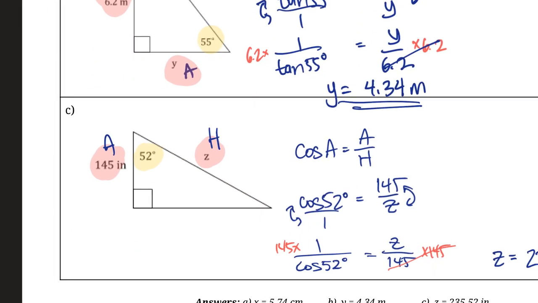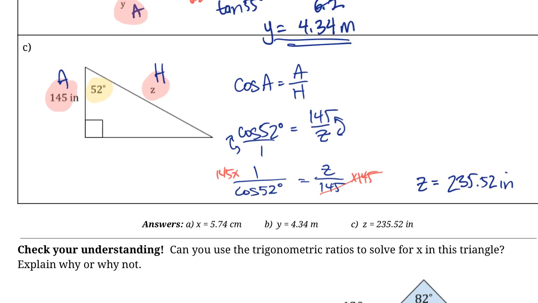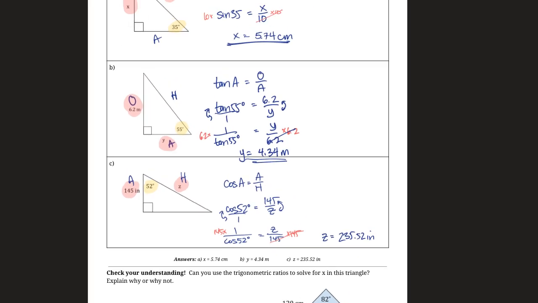The last one, I noticed it was adjacent and hypotenuse. That means it's cosine that I needed to use, which was adjacent over hypotenuse. Again, if I plugged everything in, I noticed the z was in the denominator, so I needed to flip both sides. And then in order to get the z by itself, I needed to multiply both sides by 145, which gave me an answer of z equals 235.52 inches. So there we go.